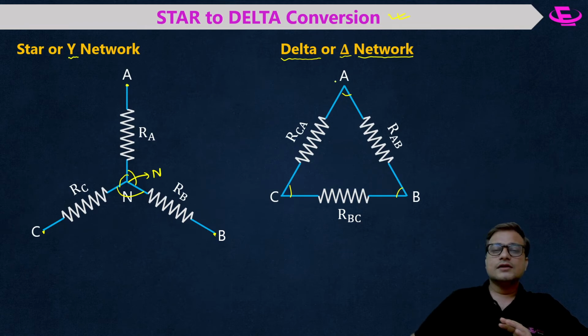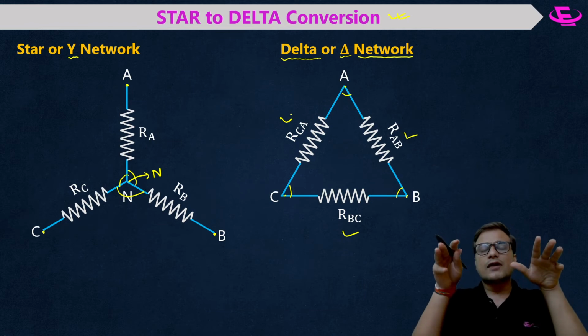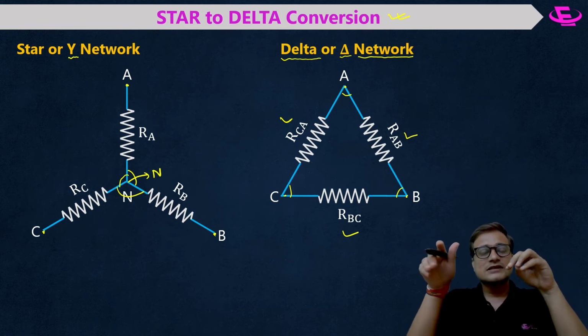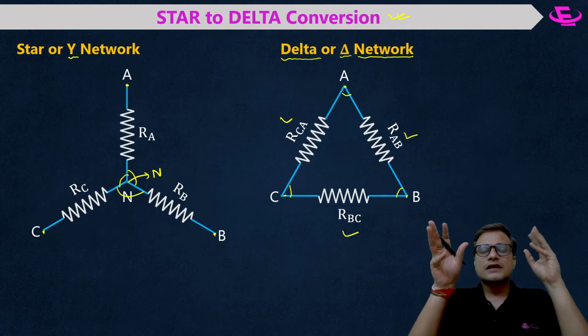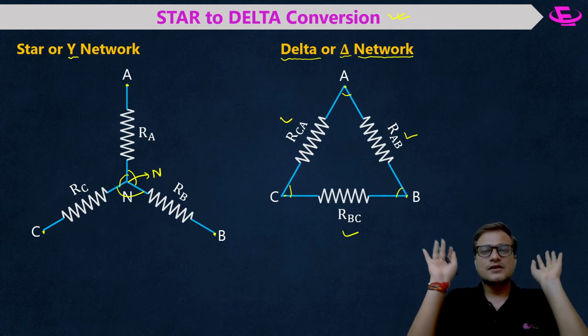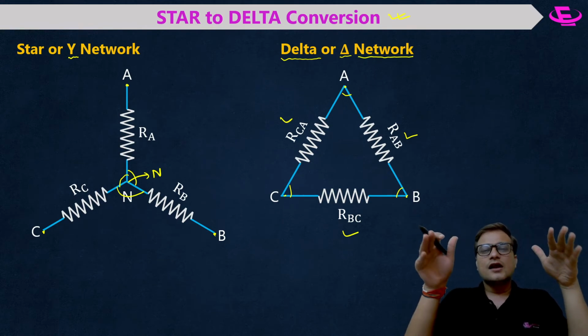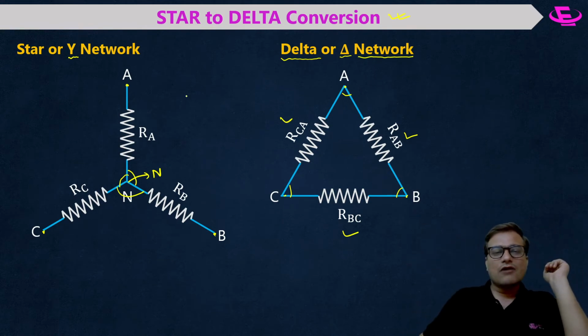Now here the nodes will be named A, B and C. Similarly, the resistances will be RAB, RBC, RCA. This network configuration is applicable to inductance as well as capacitance, and also the combination of resistor, inductor, capacitor, everything. That means for impedances. So these two are the star and delta networks. Now suppose you have to do the conversion.